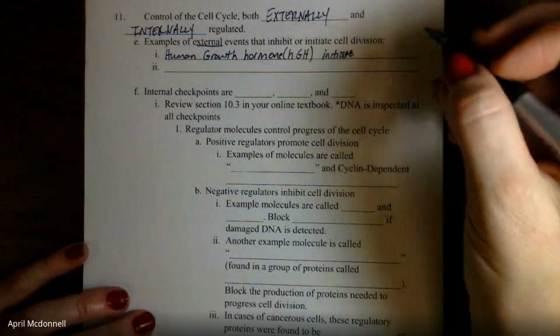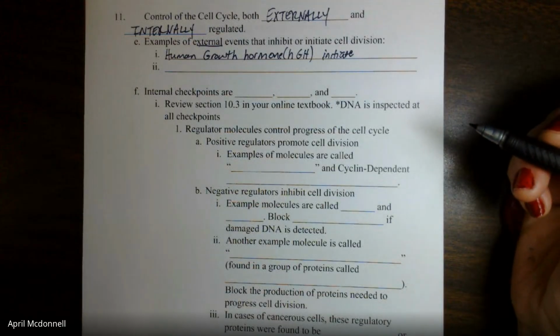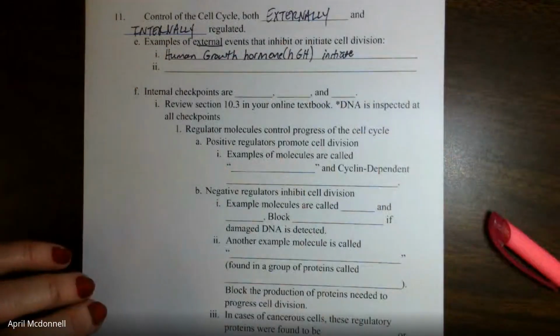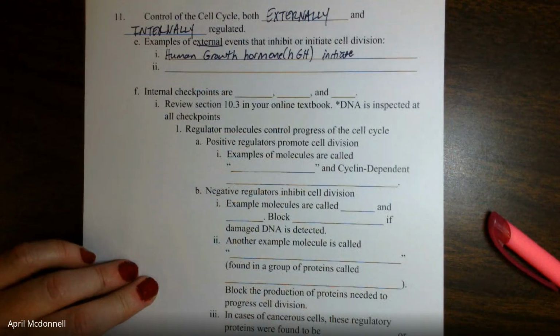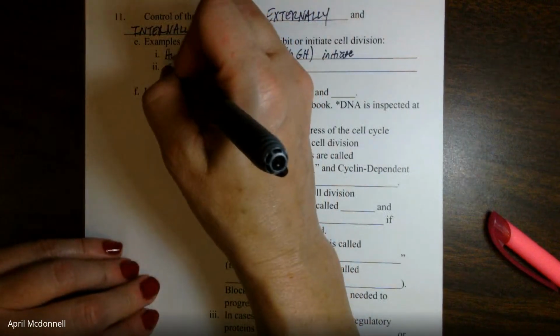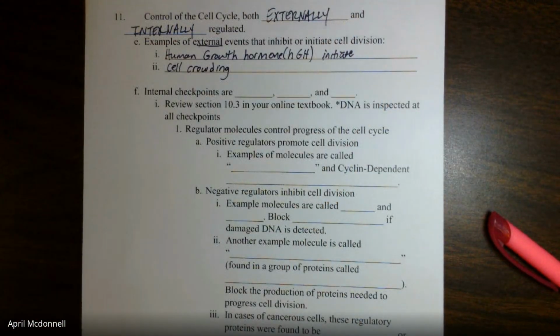On the contrary, if there is a lack of human growth hormone, then cell division will not progress. Another example of an external event that will affect the rate of cell division is cell crowding. This means that many cells begin to crowd a space, and this triggers the cell to stop going through cell division so much in order to control the amount of cells in a tissue.